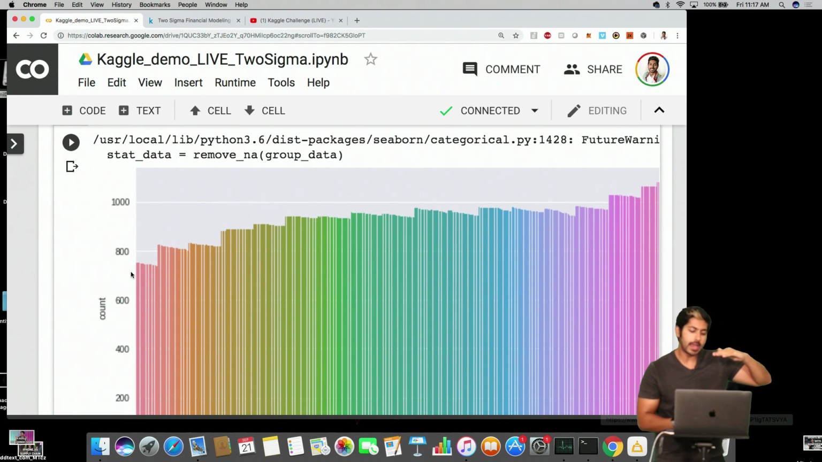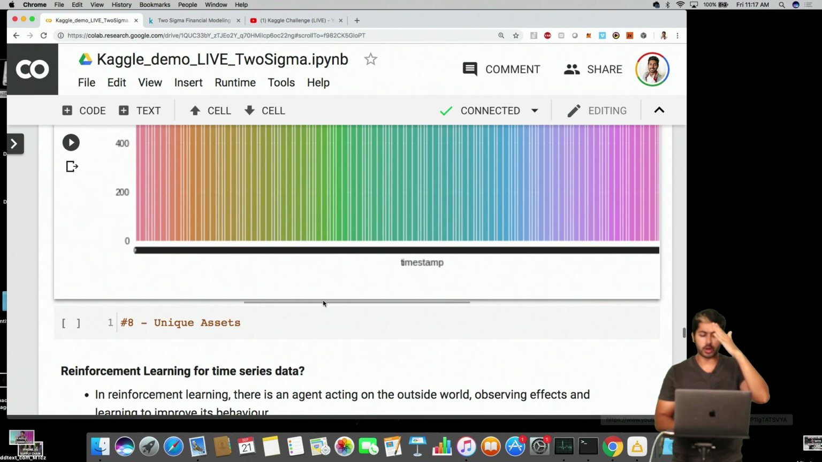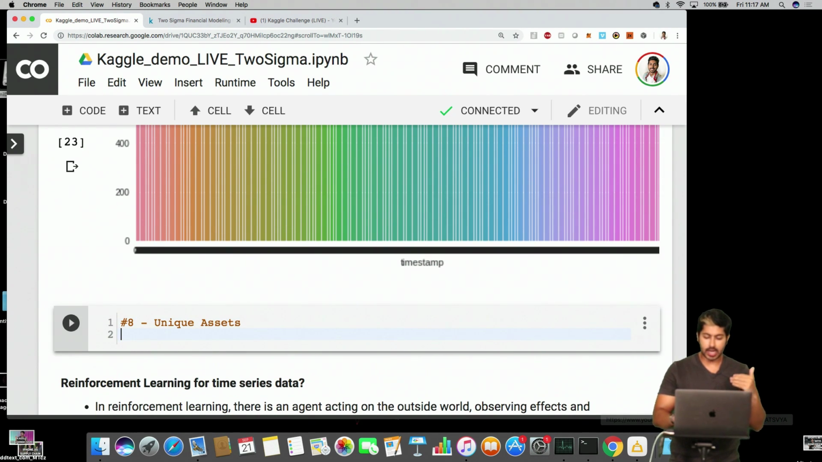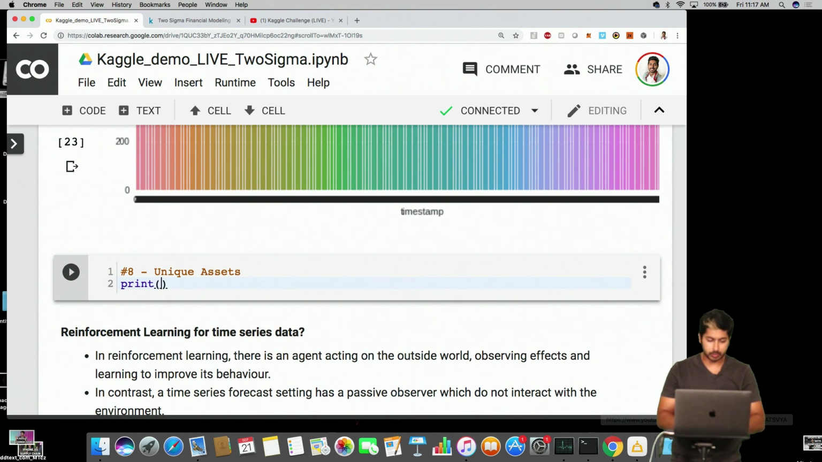So there's more and more. It's going up. Okay, so the trend of the data is going up. So that's just one thing to know. It's a linear trend upwards as time goes on. Okay. And so lastly, one line of code and we're done with this EDA part.